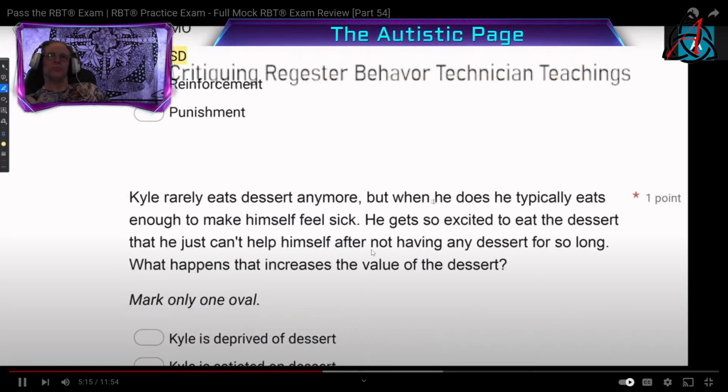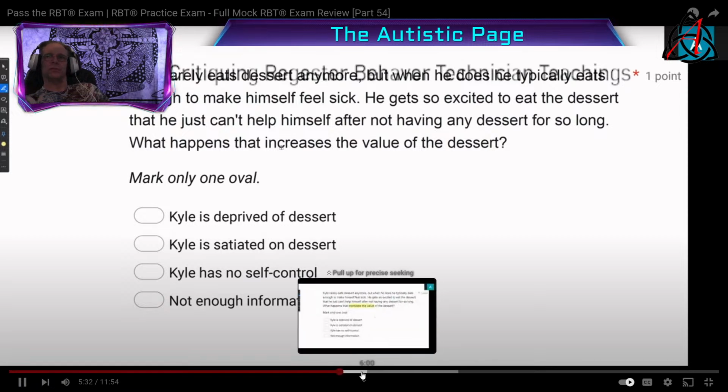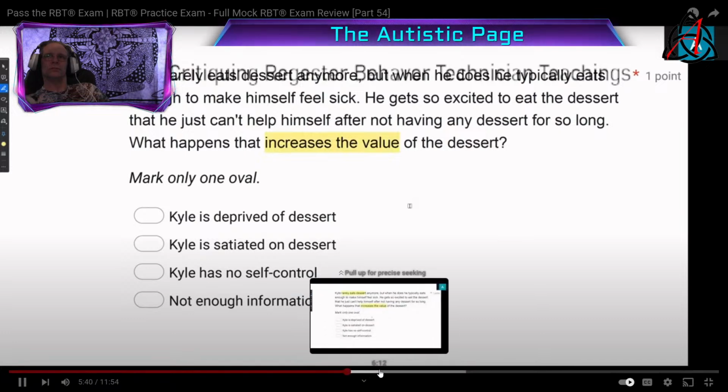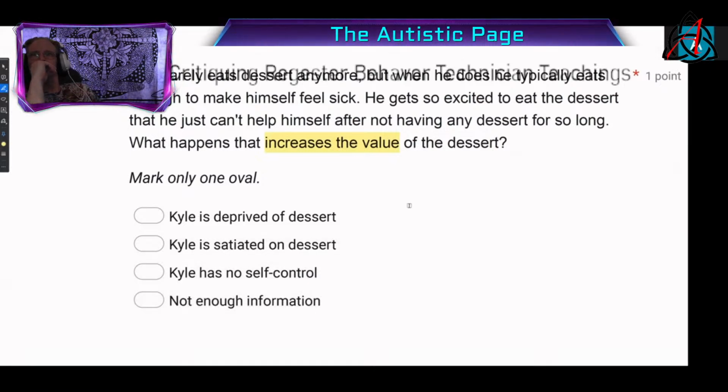Okay. Kyle rarely eats dessert anymore, but when he does, he typically eats enough to make himself feel sick. He gets so excited to eat the dessert that he just can't help himself after not having any dessert for so long. What happens that increases the value of the dessert? Deprivation. If you start getting questions about value increasing or decreasing, you want to start thinking motivating operations. Motivating operations increase or decrease the value of stimuli, the value of consequences. And typically that happens through deprivation or satiation.